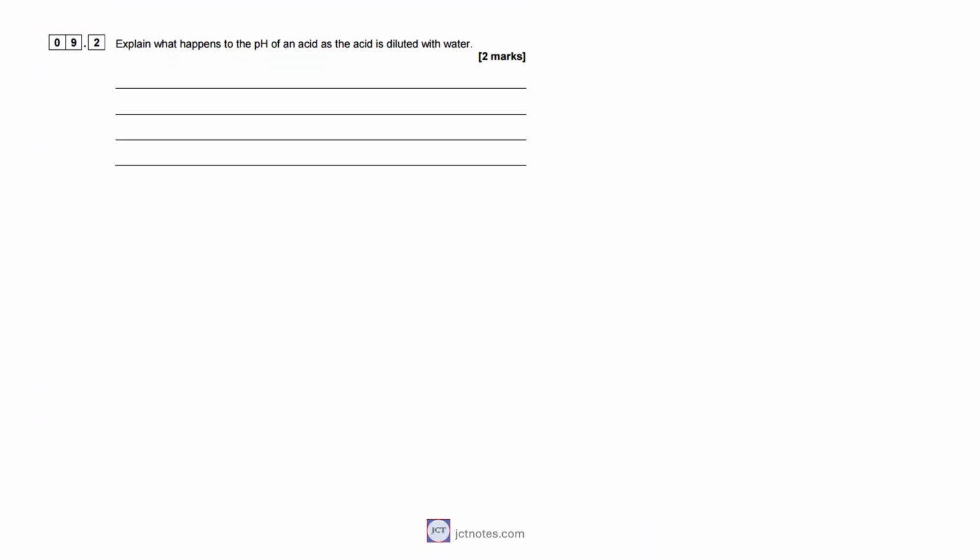Let's move on to question 9.2. The question asks us to explain what happens to the pH of an acid as the acid is diluted with water. This is a 2-mark question. Notice the keyword explain. This means it is not enough to just say what happens, we also need to provide the scientific reason why it happens.